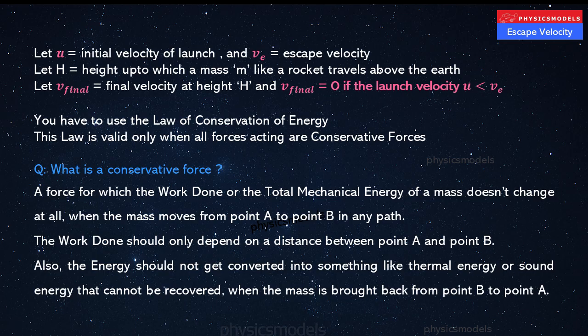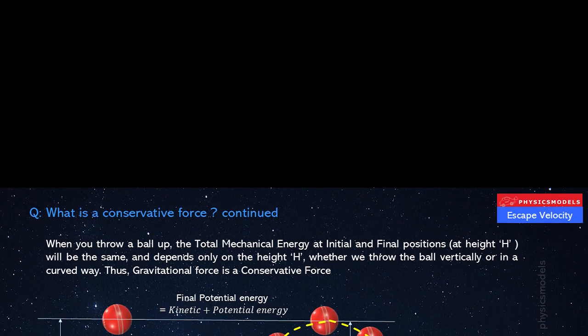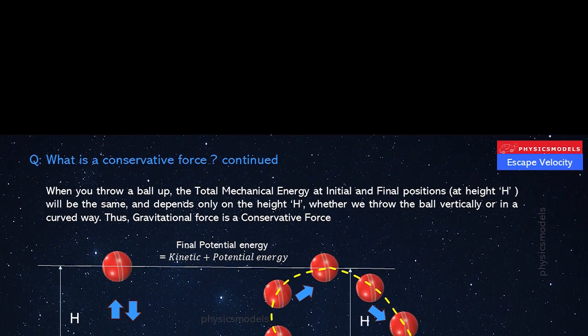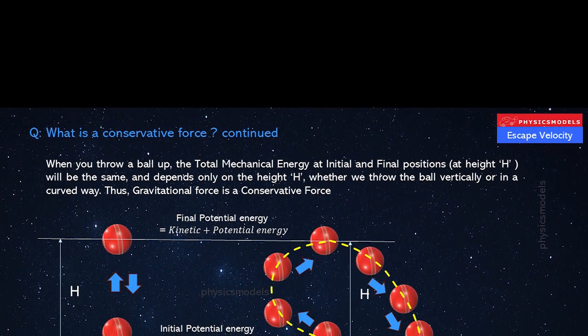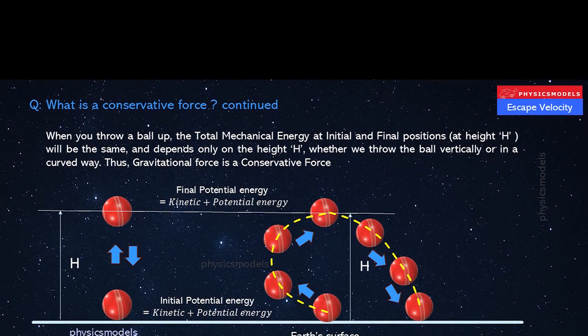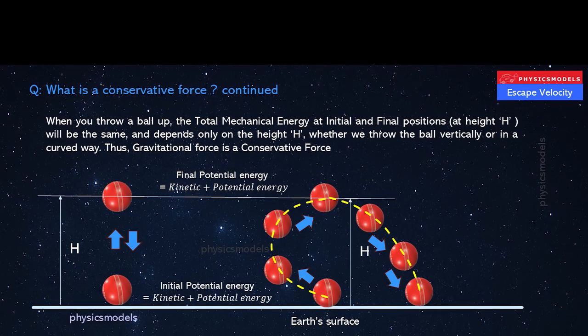Similarly, if the rocket comes back from height h to the ground, the energy will be the same from the height to the surface of the Earth. Let's play a game of cricket. We throw a ball up vertically to a height h. It comes back vertically. We also throw a ball along a curved path and it comes back to the cricket ground along another curved path.